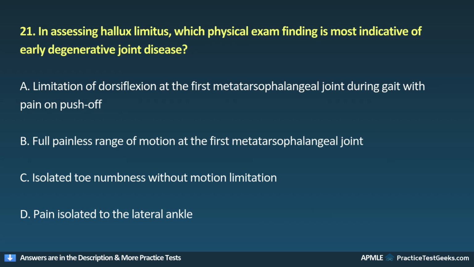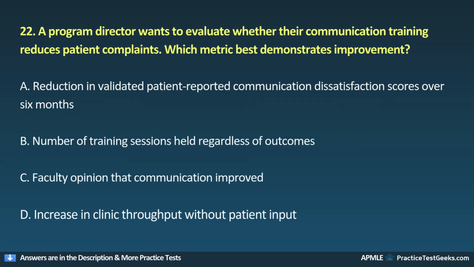21. In assessing hallux limitus, which physical exam finding is most indicative of early degenerative joint disease? A. Limitation of dorsiflexion at the first metatarsophalangeal joint during gait with pain on push-off. B. Full painless range of motion at the first metatarsophalangeal joint. C. Isolated toe numbness without motion limitation. D. Pain isolated to the lateral ankle.